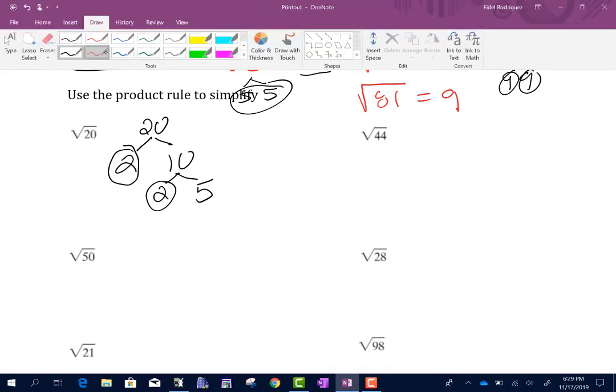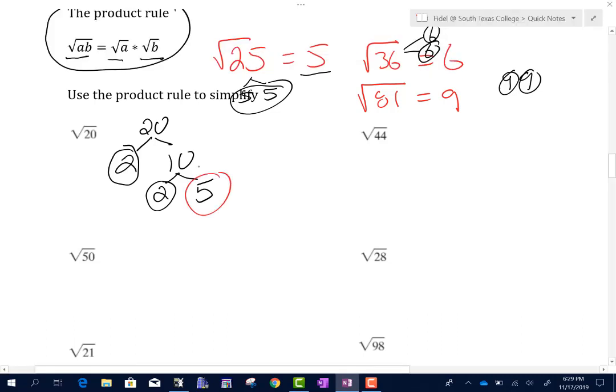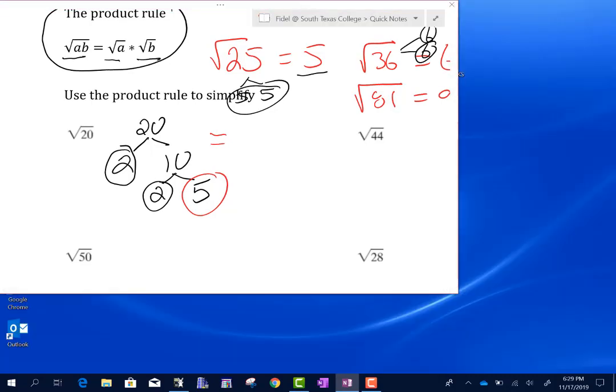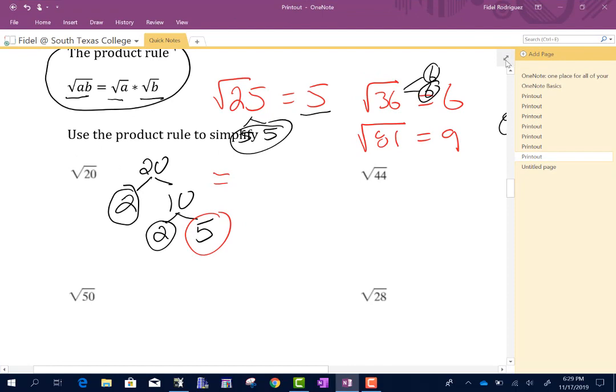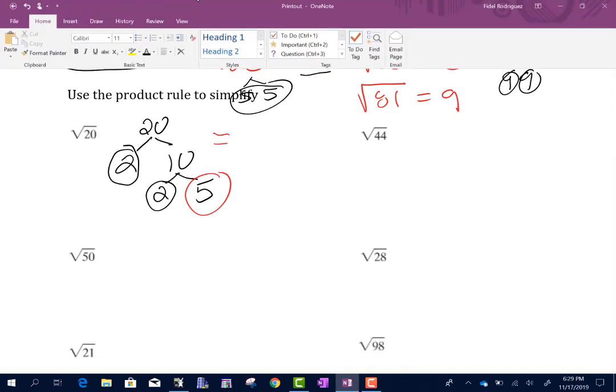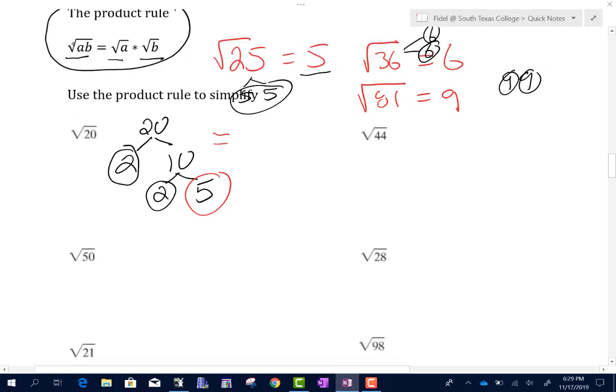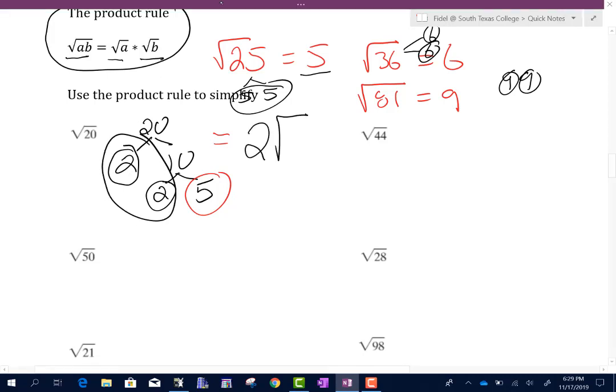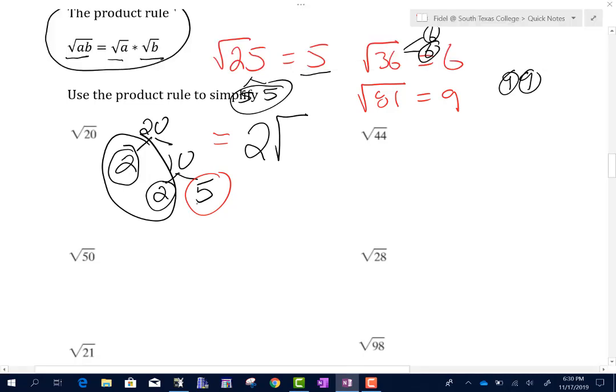All right, so I want you to notice something here. We have a pair of 2s, and we only have one 5. So whatever number I have a pair of, that number is going to go outside. What I mean by outside, it's going to go outside of the square root. Whatever number I only have one of is going to go inside.